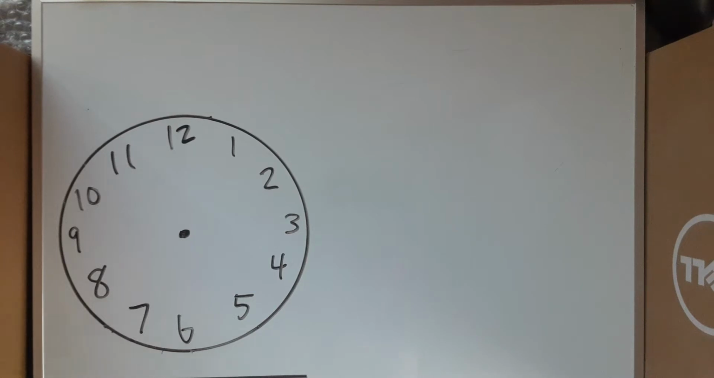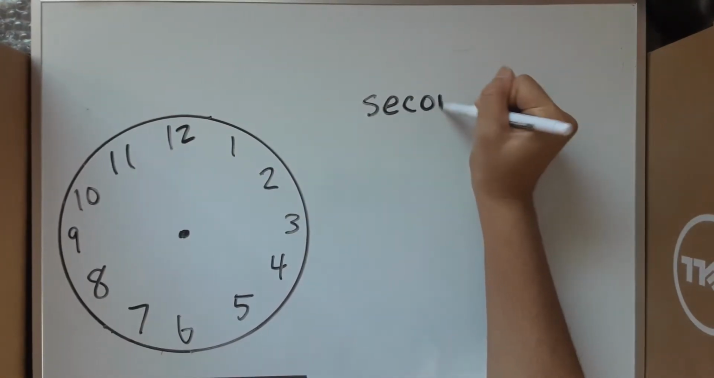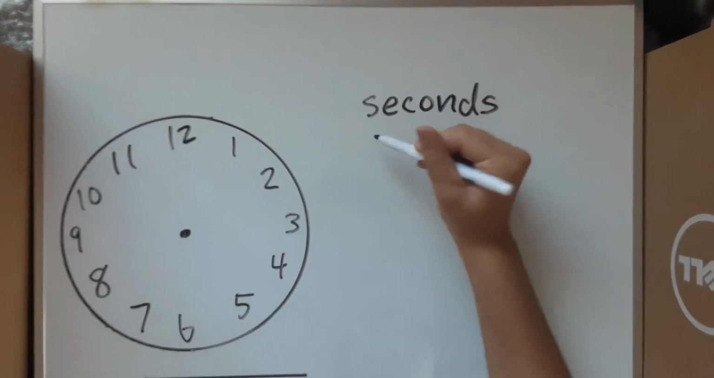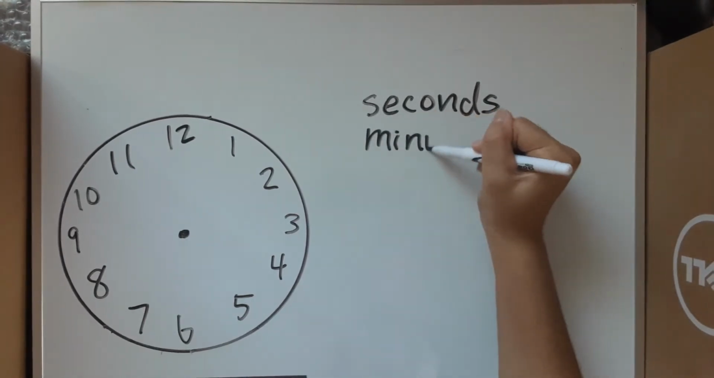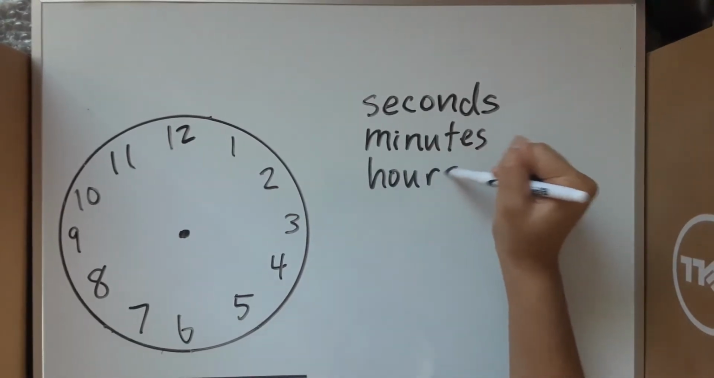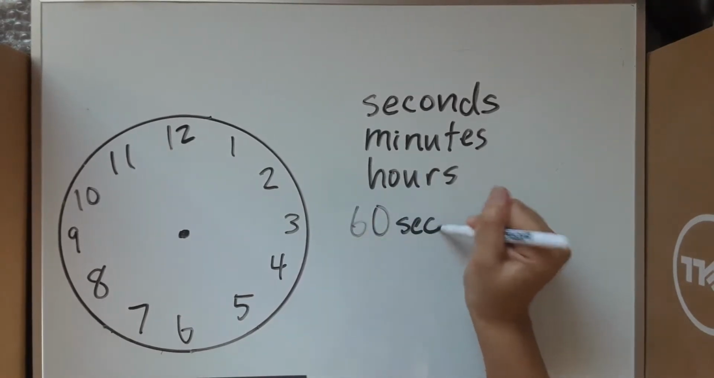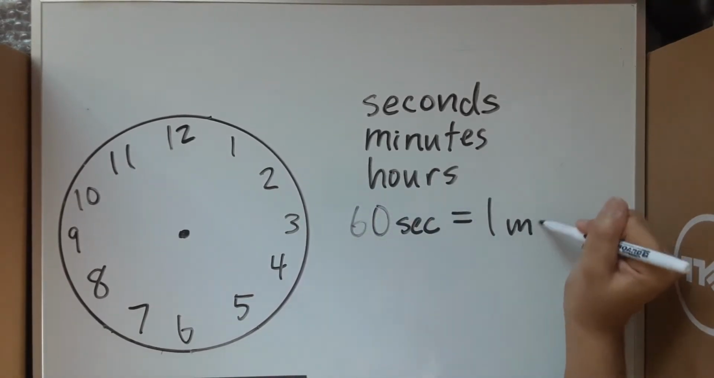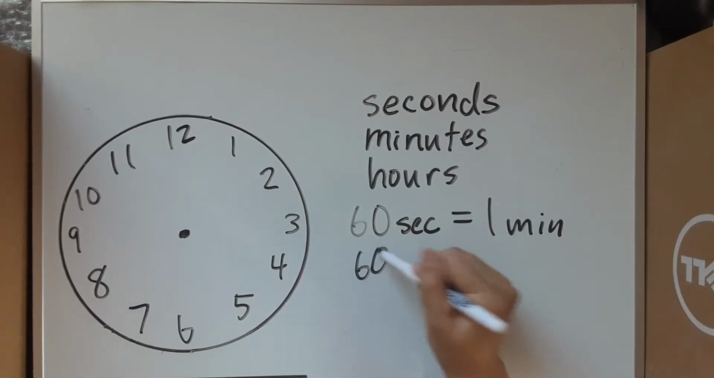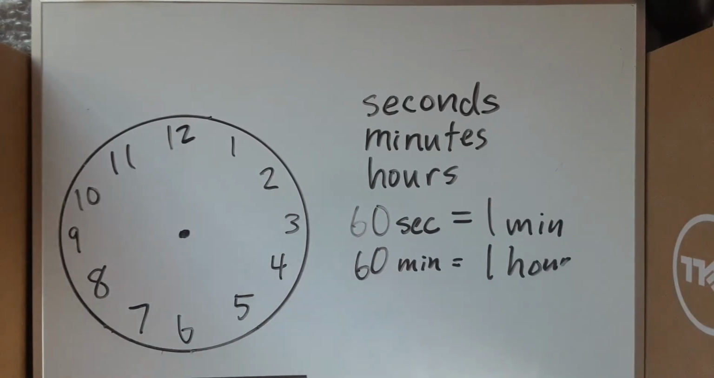Just as a refresher, let's go over the units that we learned in the previous video. We have seconds, minutes, and hours. As we know, 60 seconds equals 1 minute. 60 minutes equals 1 hour. Let's get into our first problem.